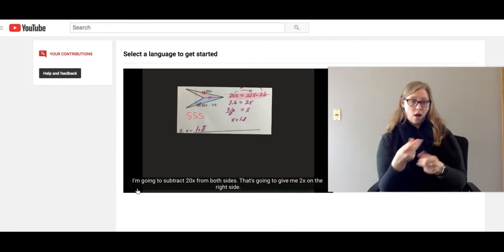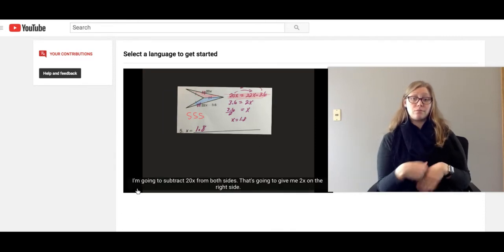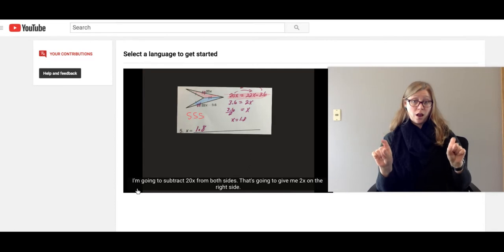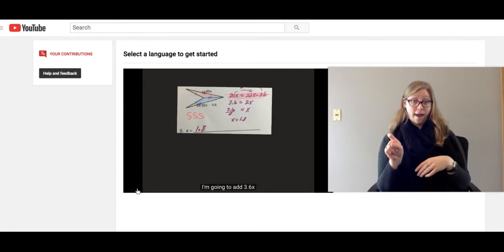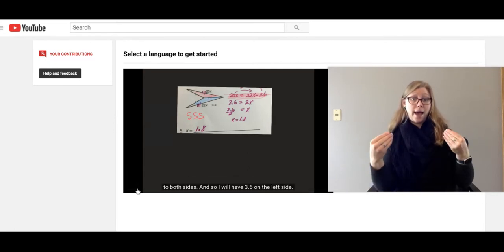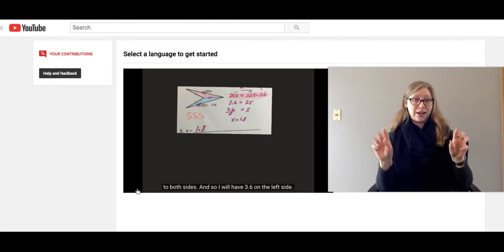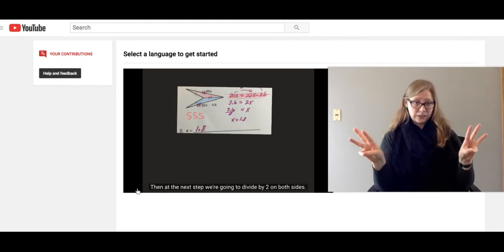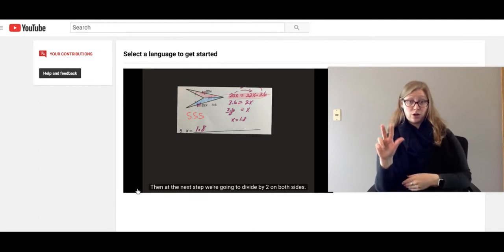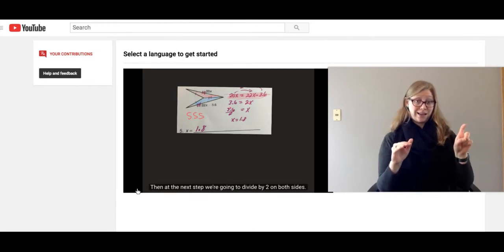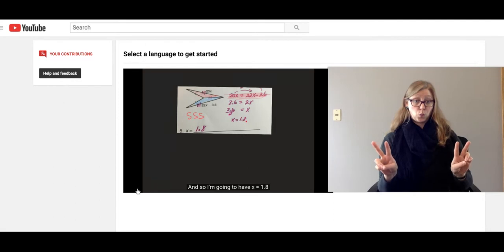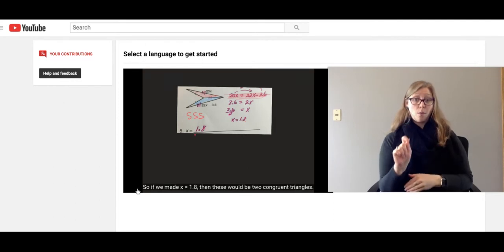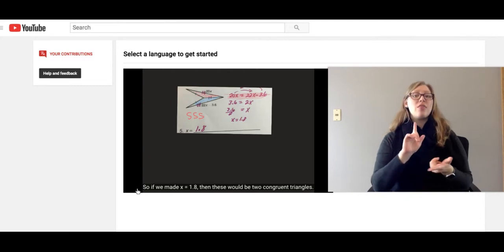I'm going to subtract 20x from both sides. That's going to give me 2x on the right side. I'm going to add 3.6 to both sides, and so I will have 3.6 on the left side. Then at the next step, we're going to divide by 2 on both sides, and so I'm going to have x is equal to 1.8. So if we made x equal to 1.8, then these would be two congruent triangles.